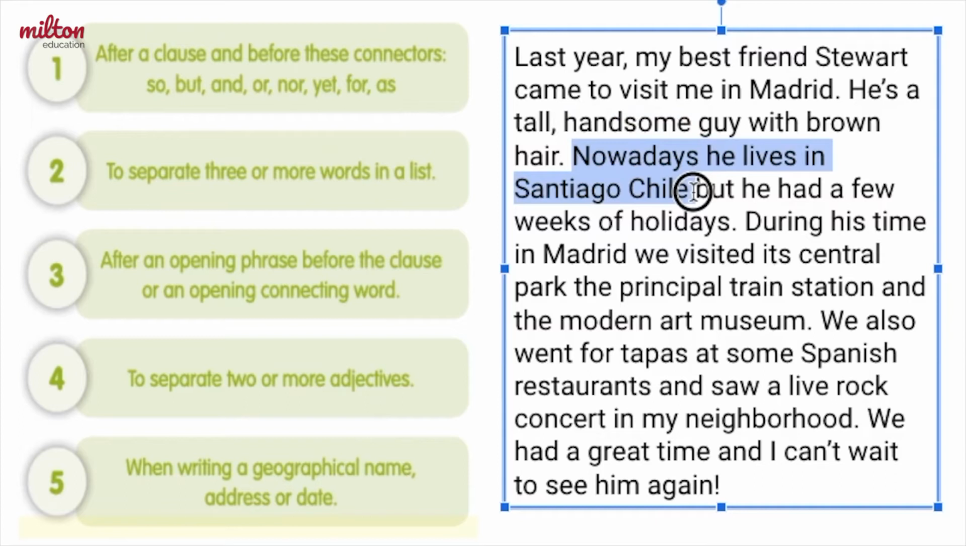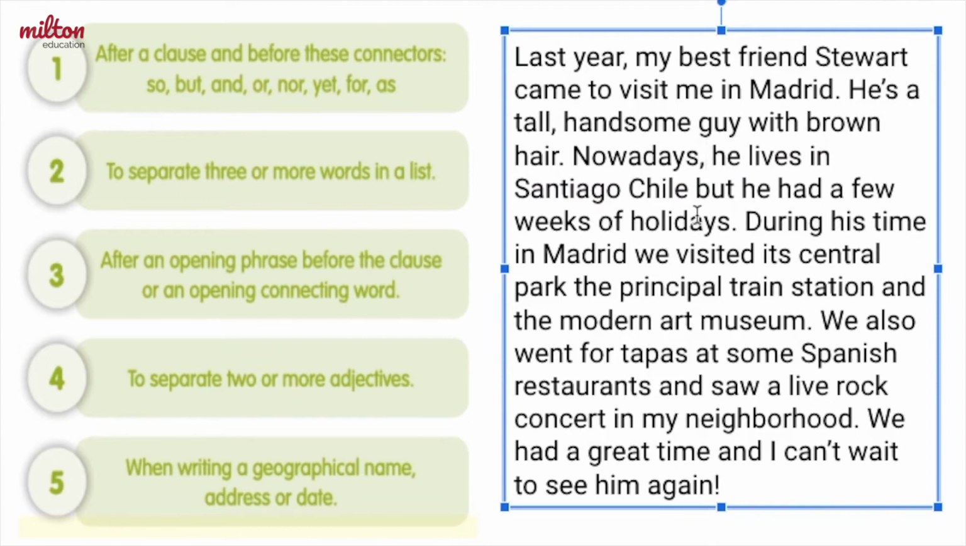Nowadays, he lives in Santiago, Chile, but he had a few weeks of holidays. This next sentence is a little bit crazy because we actually need to put 3 different commas for 3 different reasons. Okay, nowadays is an opening phrase, and he lives in Santiago is the main phrase. So between the two, we need a comma.